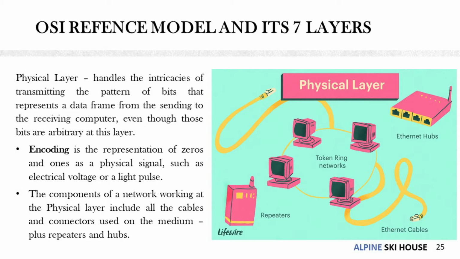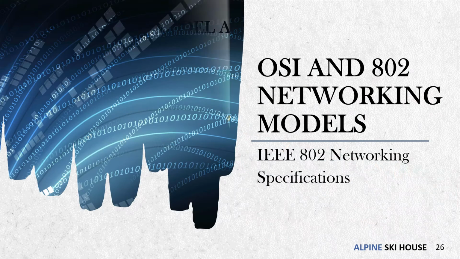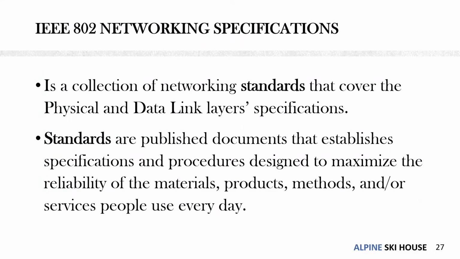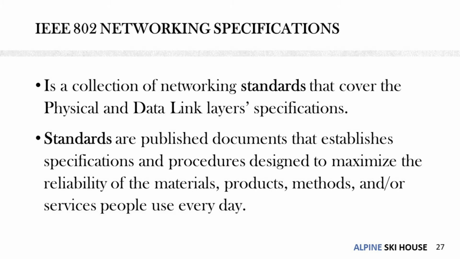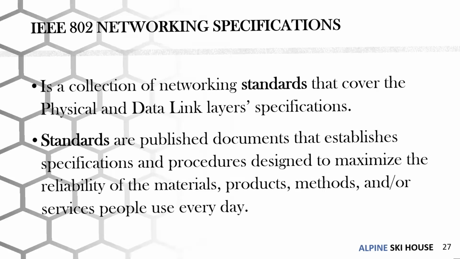The components of a network working at the physical layer include all the cables and connectors used on the medium, plus repeaters and hubs. The IEEE 802 Networking Specifications is a collection of networking standards that cover the physical and data link layer specifications. Standards are published documents that establish specifications and procedures designed to maximize the reliability of the materials, products, methods, and/or services people use every day.